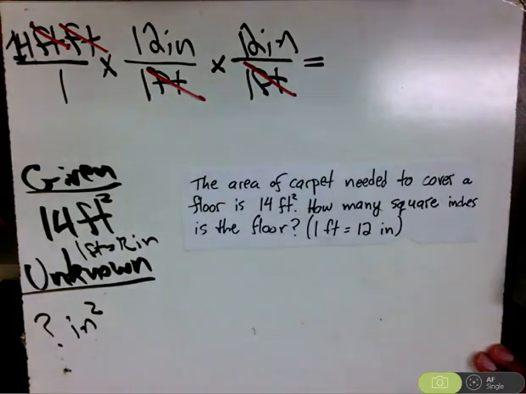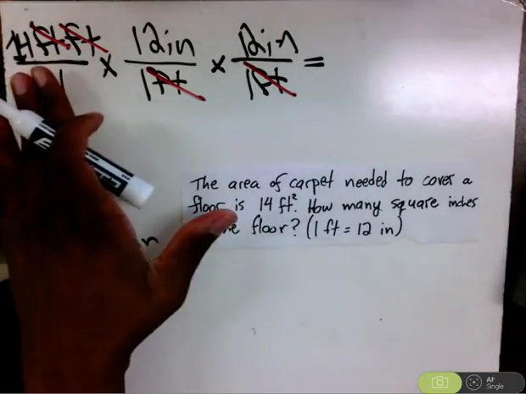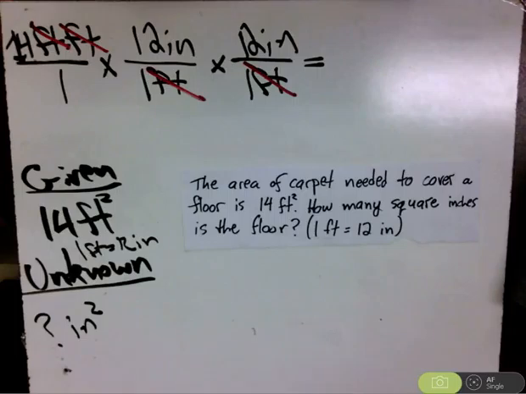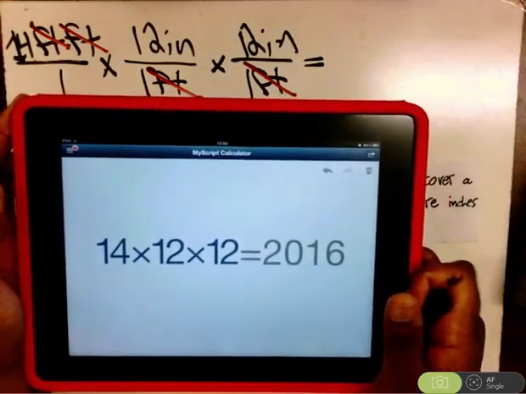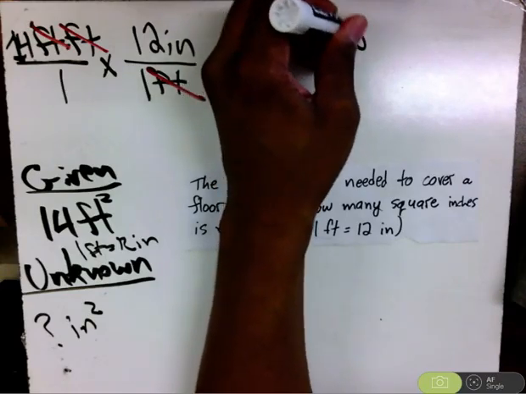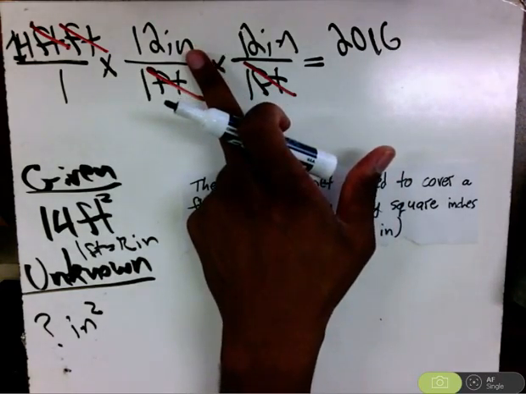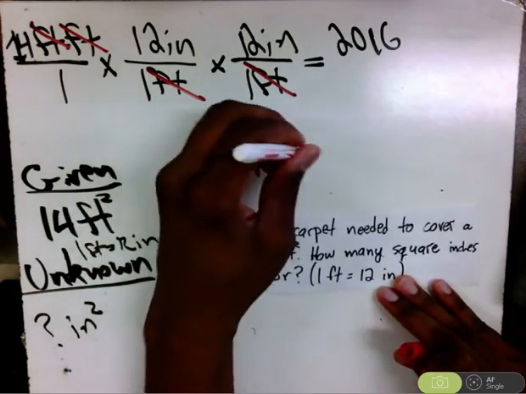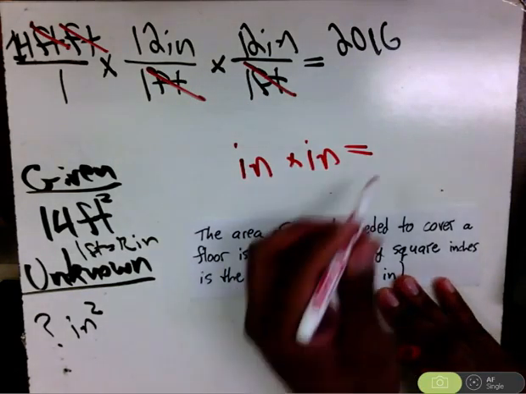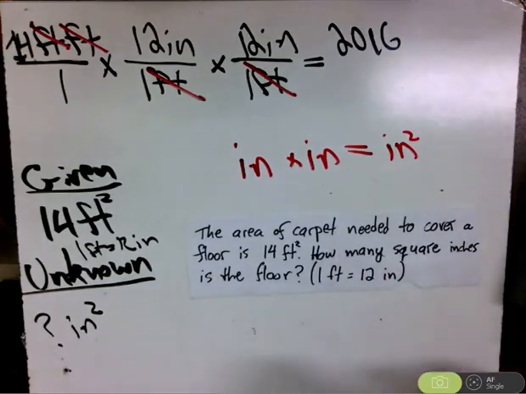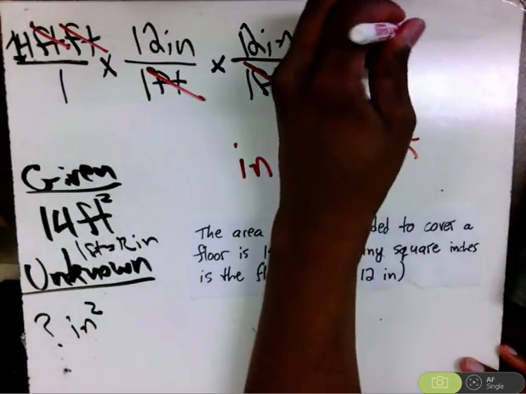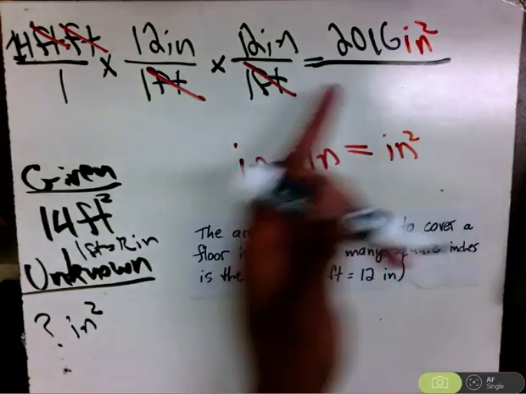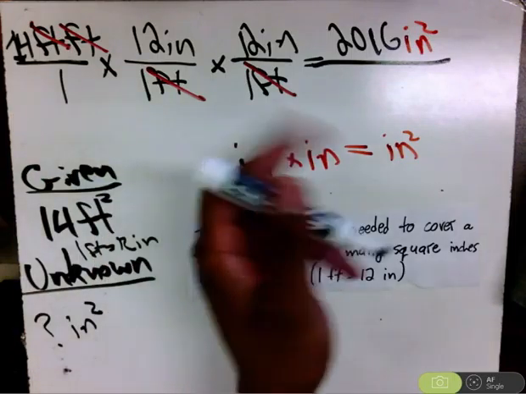And what I do next is I write this out. 14 times 12 inches times 12 inches. 14 times 12 is 2016. So I have 2016. But notice I have inches times inches. So inches times inches is equal to inches squared. So I have 2016 square inches divided by, and now multiply across the bottom. 1 times 1 times 1 equals 1.